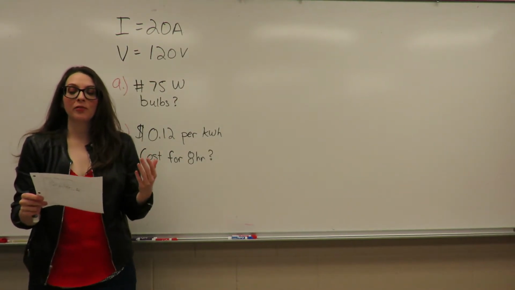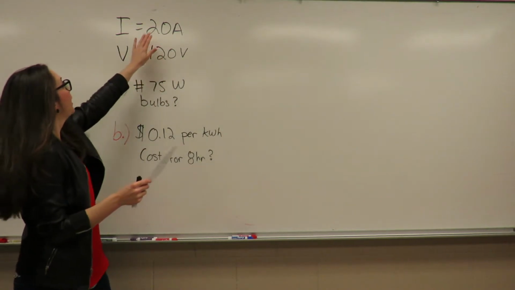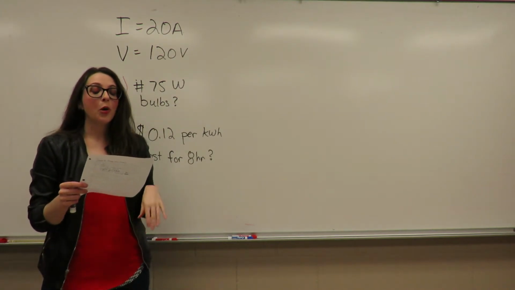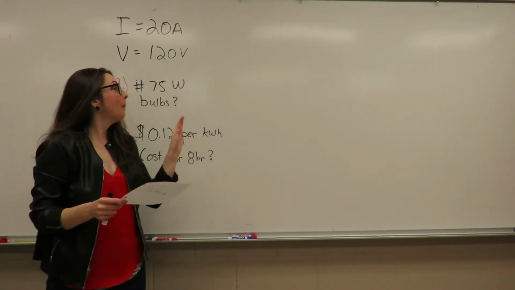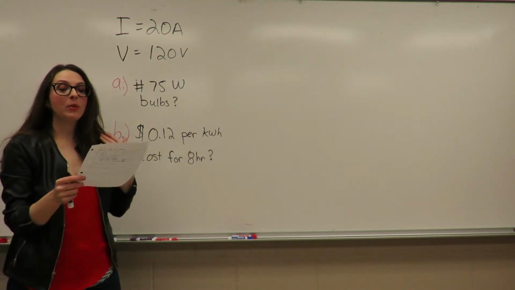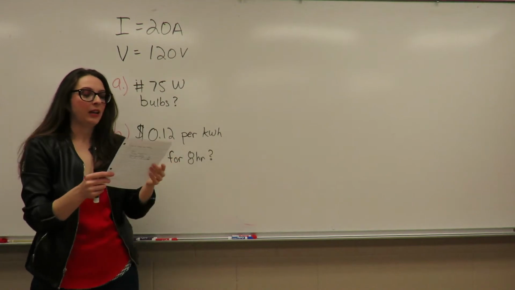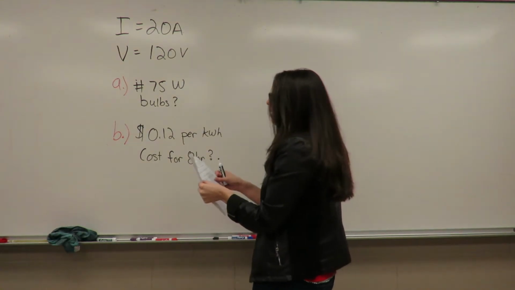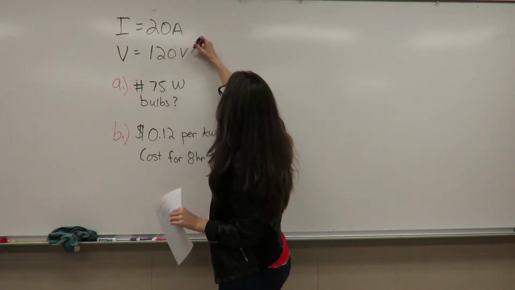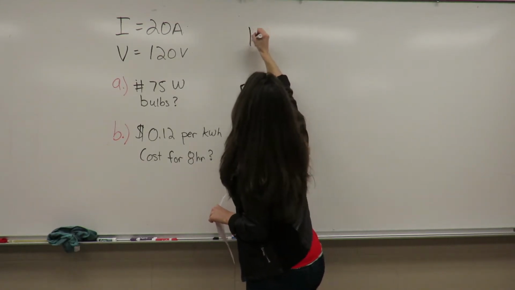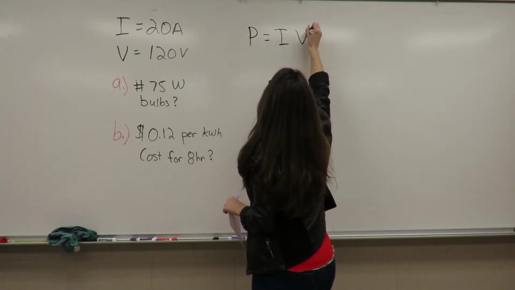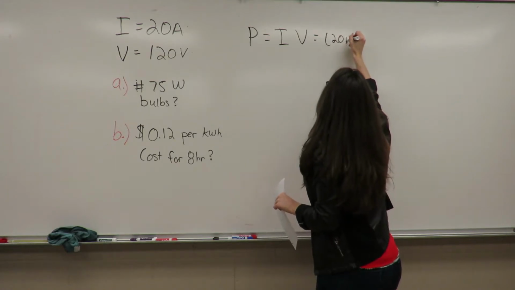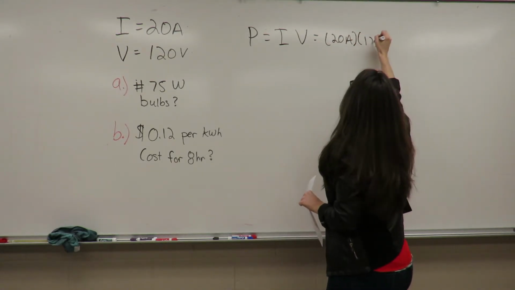So we have a circuit which provides a maximum current of 20 amperes at an operating voltage of 120 volts. For our first part of this problem, how many 75-watt bulbs can be lit up with this particular current and voltage? Well, we can look at our equations for power. There's a couple of different formulations, but in this case, we're given a current and a voltage. So our power is just going to equal I times V, our current times voltage. And so that's just going to be equal to 20 amperes times 120 volts.